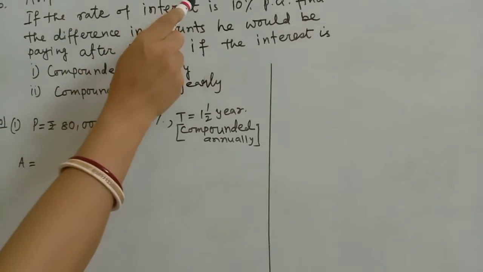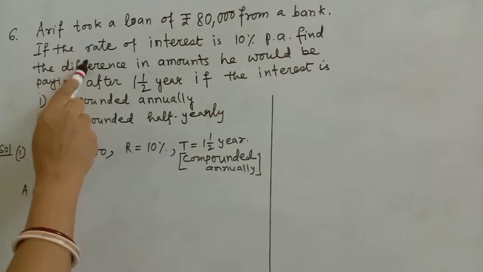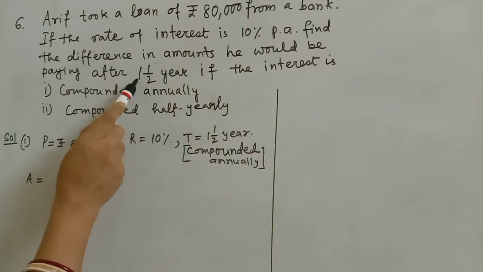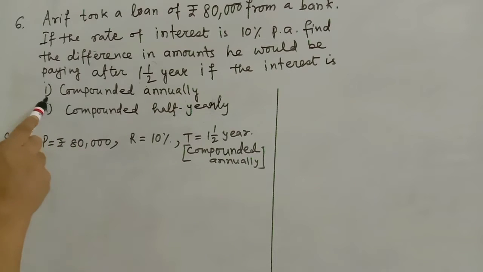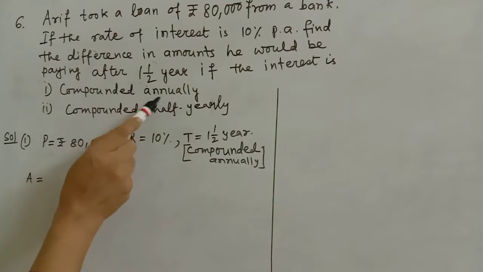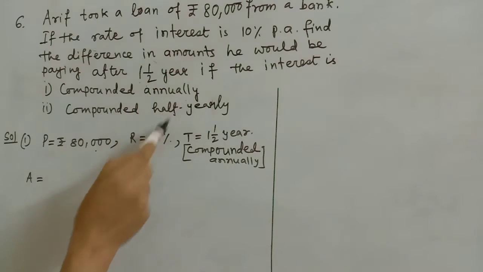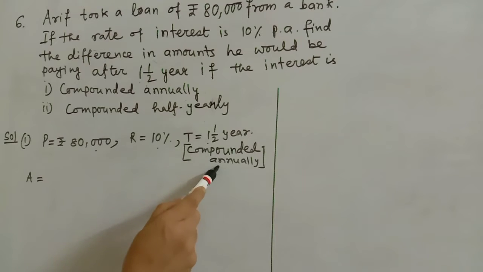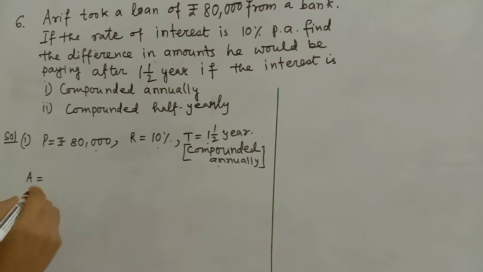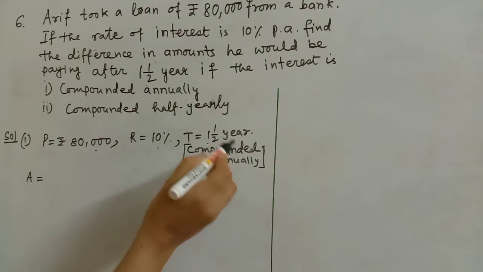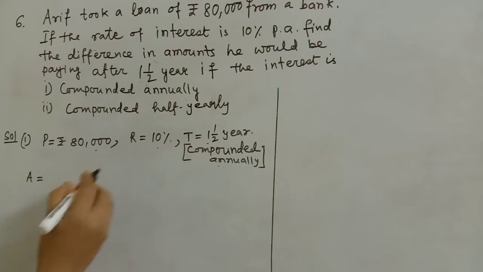So the same value, principal is 80,000, rate percent is 10% and time 1.5 years. Now you have to find for the first question compounded annually. So what is given here? Principal rupees 80,000, rate percent 10%, time 1.5 years, and you have to mention it compounded annually. Now you know that it is a fractional year, so we will use that part for the fractional part.